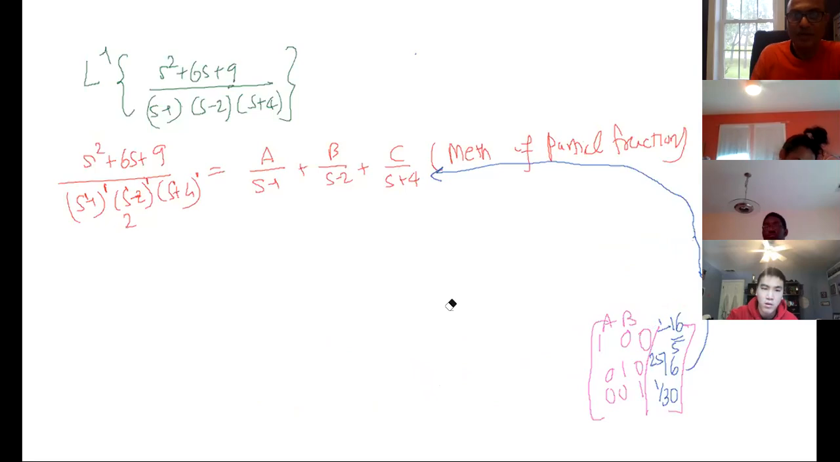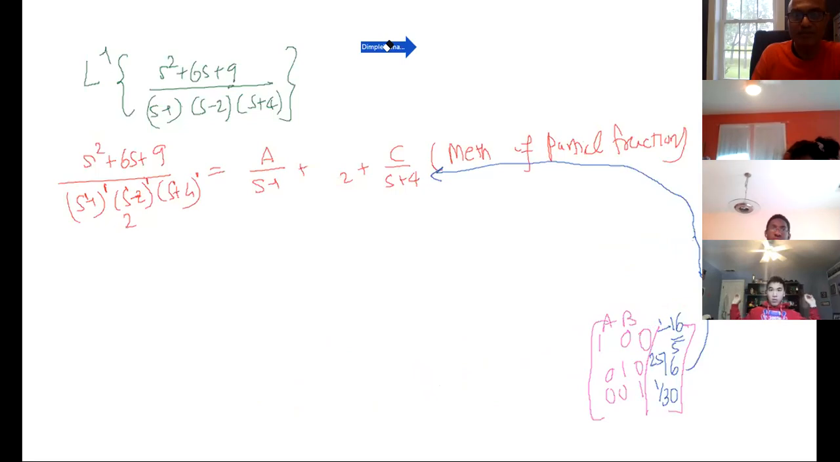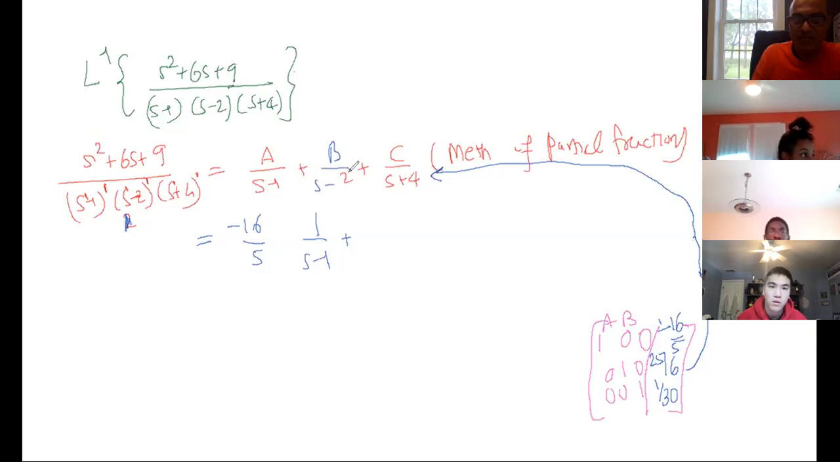Okay, guys. So now let me write that is equal to, erase this one too. Okay, so let me plug the values over here now. So I'm getting negative 16 by 5. Please look at the way of writing s minus 1, plus here it was b and s minus 2, right? Okay, plus b is 25 by 6 and 1 over s minus 2. C equal to 1 over 30 and 1 over s plus 4.